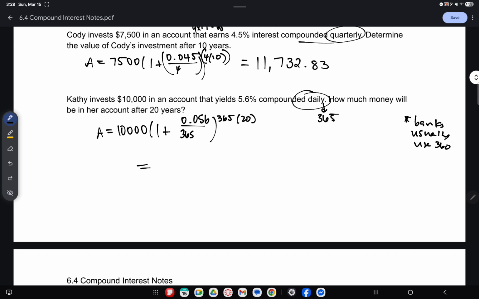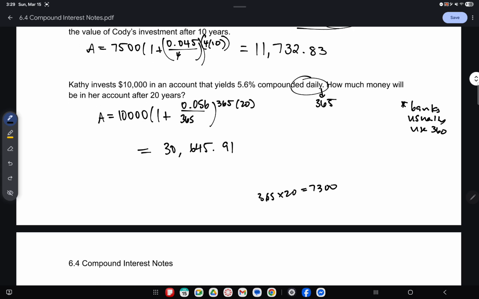But for the sake of this problem, daily means 365 days. And let's throw this in. 365 times 20 is 7,300. So I can type all that in. So 0.056 divided by 365. Then add 1. And then raise that to the 7,300. And multiply by 10,000. So I get 30,645 and 91 cents. Okay.